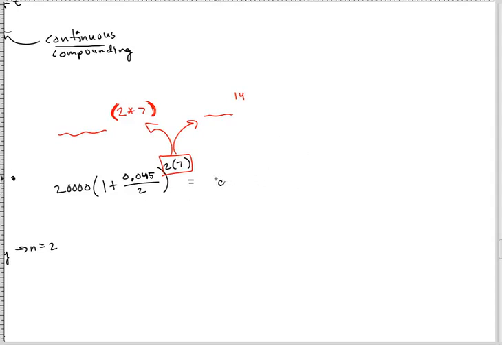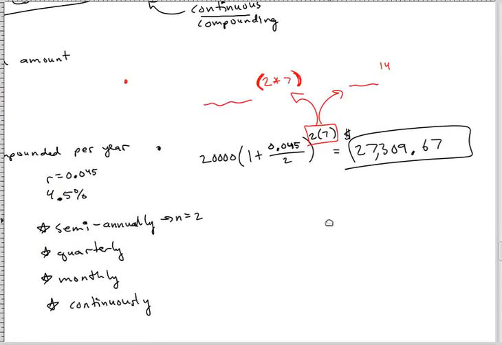Anyways, let me put this whole thing into the calculator that I have here. 1 plus 0.045 divided by the 2, and then all to the power of, and I often like putting parentheses up there anyways. I got 27,309.67 rounded. I round to 2 decimal places because it's dollars and cents. And there you go. That's your answer for part A for the semi-annually, n equals 2. All right, cool.